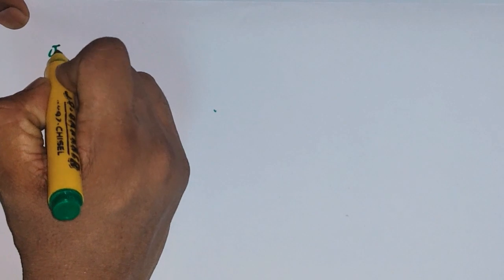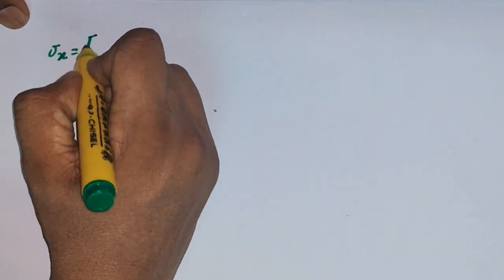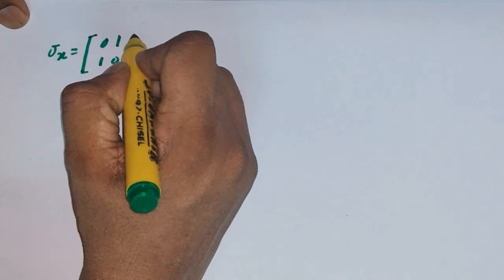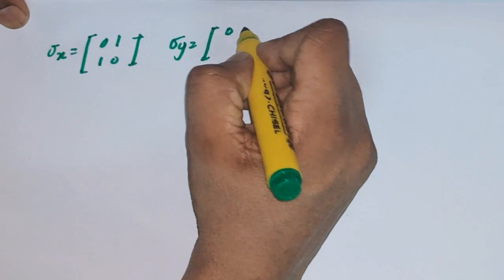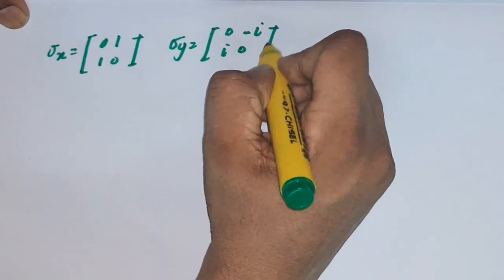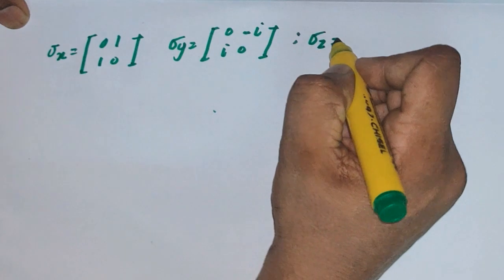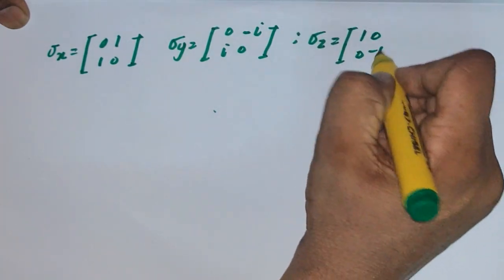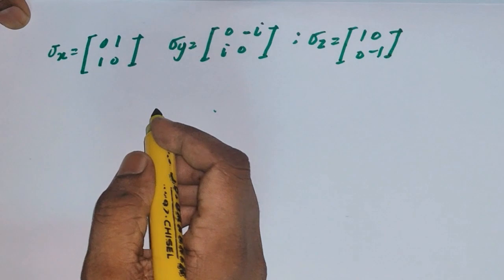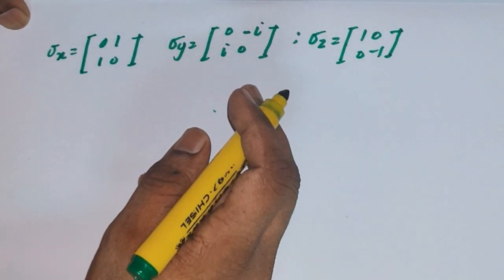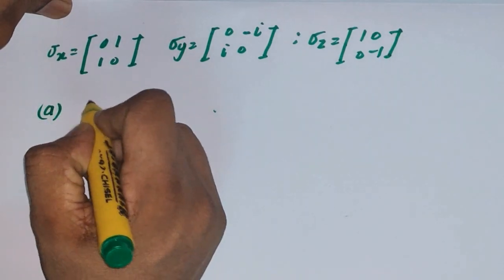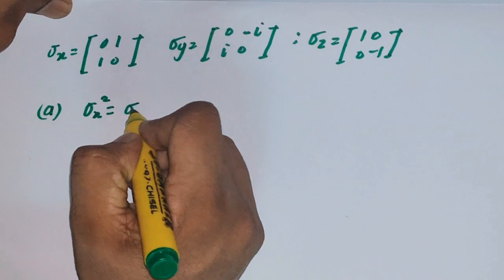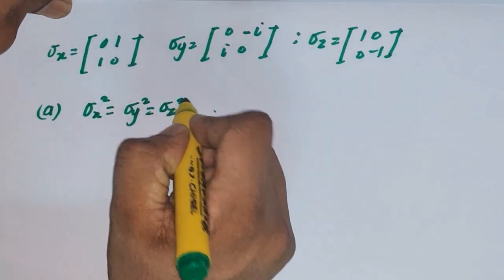In this problem, it is given that the Pauli spin matrices are: sigma x equal to 0 1 1 0, then sigma y equal to 0 minus i, i 0, then sigma z equal to 1 0 0 minus 1. These are the three Pauli matrices for the spin of a particle. They are asking which one of the following statements is true. The first statement we need to check is sigma x square equal to sigma y square equal to sigma z square equal to 0.